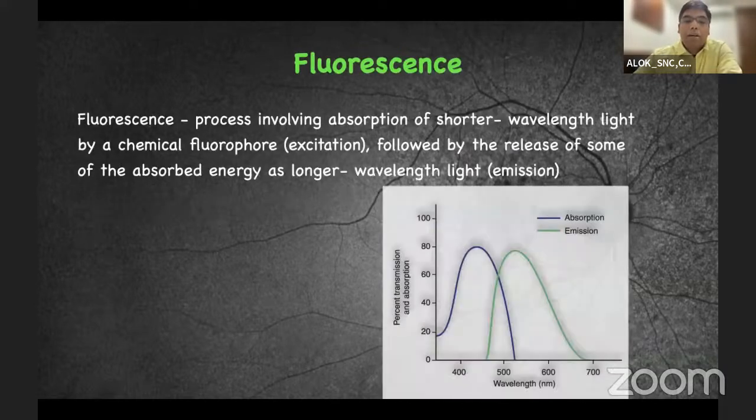We are all aware of fluorescein angiography, which we routinely do in most of our cases, where we know that there is a chemical fluorophore, which gets excited by a short wavelength of light. And when the electrons come back to their lower energy levels, they emit a light which is known as emission wavelength, which is usually longer than the excitation wavelength. So this is the basic principle of fluorescence.